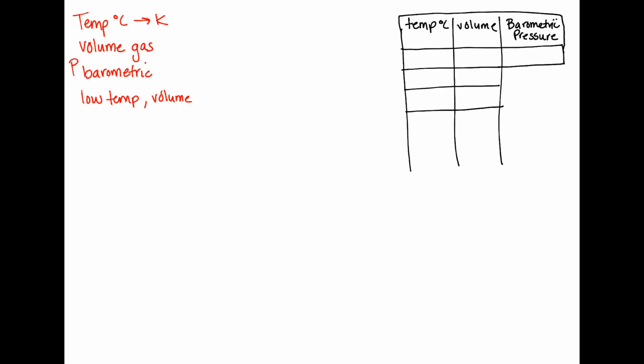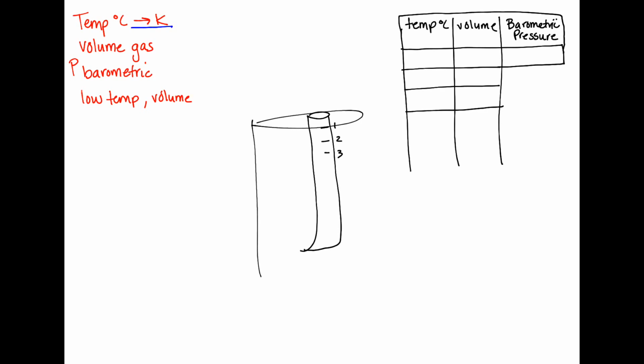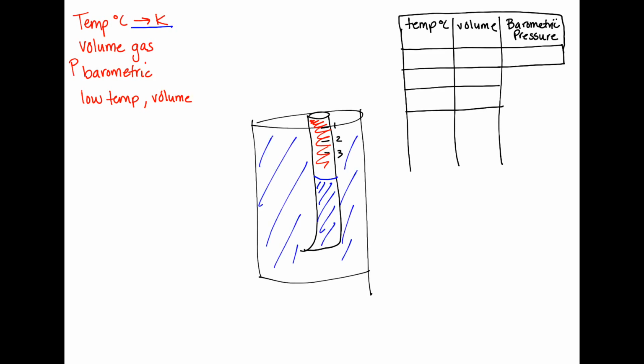We are going to convert all our Celsius temperatures to Kelvin, like we normally would. For the volume of the gases, we are measuring the volume of gas in a graduated cylinder that is upside down. And so this is like the 1, this is the 2, this is the 3. So it's upside down in a beaker itself, like this. And there's some gas trapped up here, and then the rest of this is water. Okay, so to find the volume, we would just be measuring this volume on the graduated cylinder.